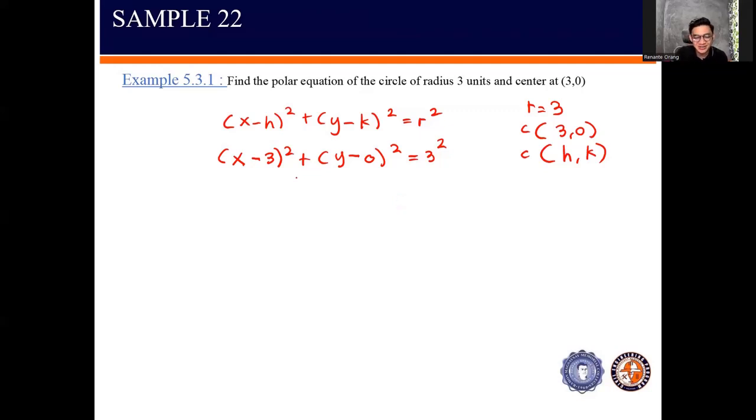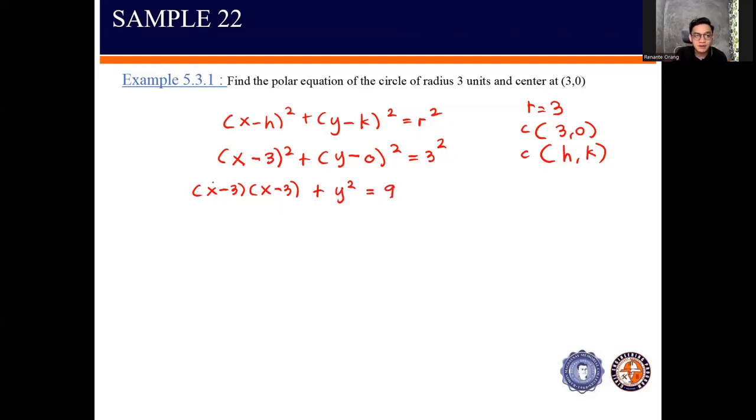expand, kumbaga. So in this part, we will use the FOIL method, x minus 3 multiplied by x minus 3. On the other side, we simplify, since it's 0 anyway, y squared is y squared. Then 3 squared is 9.